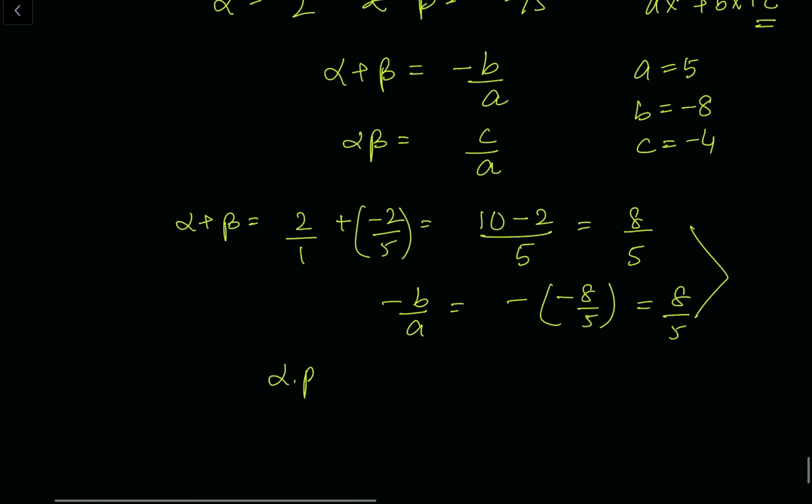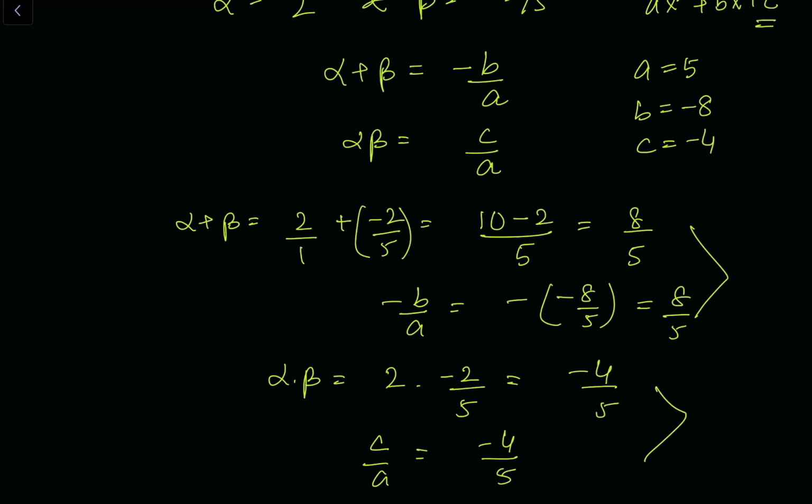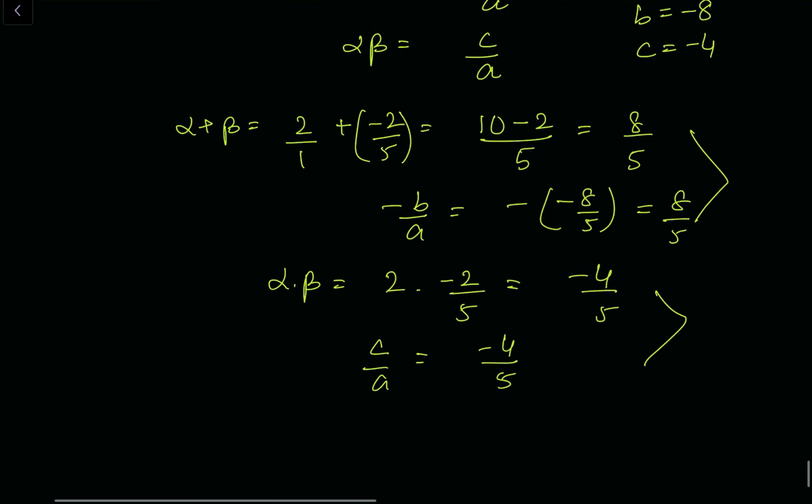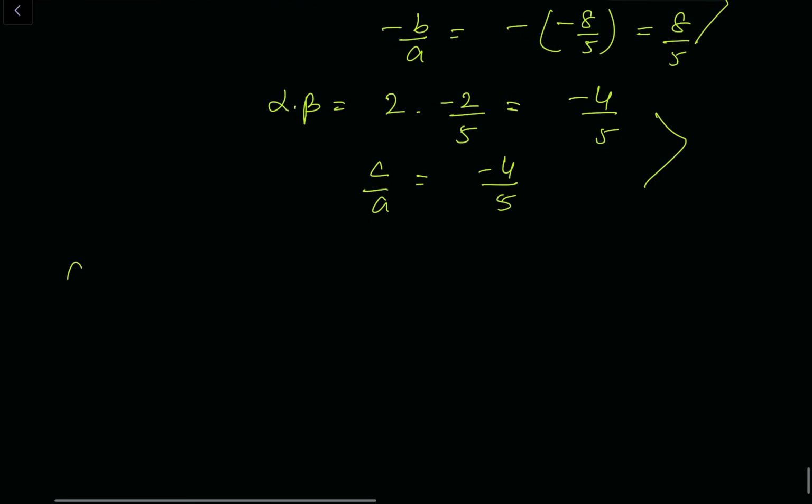Now for alpha into beta, we have 2 into minus 2 by 5, which is minus 4 by 5. And if you check out c by a, then it is minus 4 by 5 as well. So we have verified the second part as well. Now I will give you a question where we will see how we apply this result.